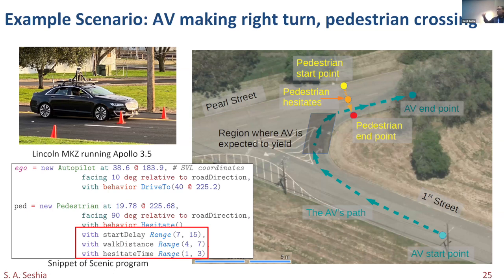The first is the time between when the AV starts and when the pedestrian starts, which is selected uniformly at random between 7 and 15 seconds. The second is the distance the pedestrian dummy travels before it hesitates, which is between 4 and 7 meters. And then the time it hesitates, which is between 1 and 3 seconds.